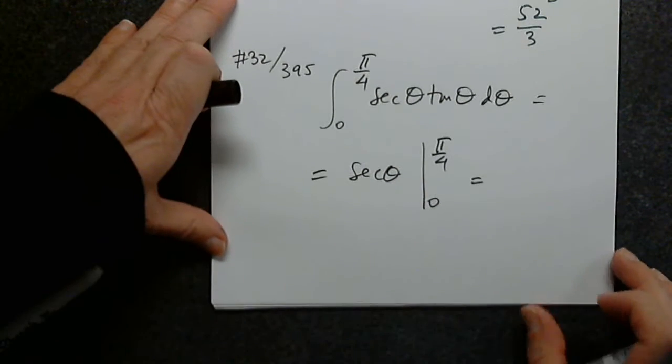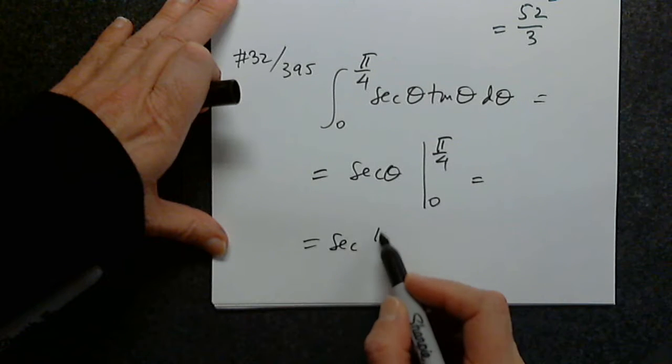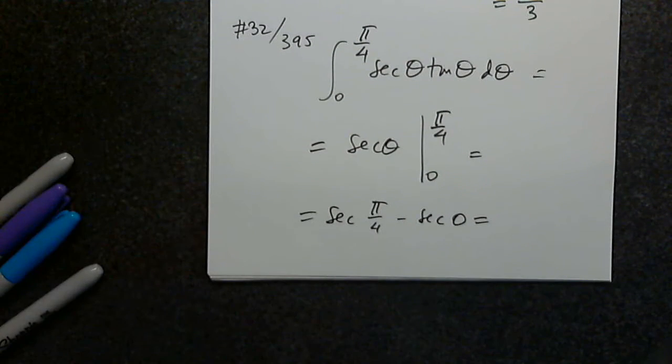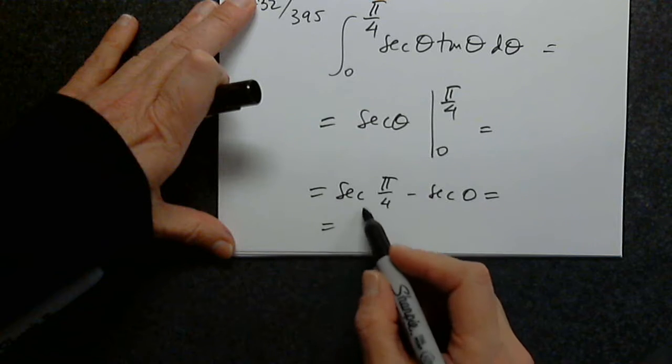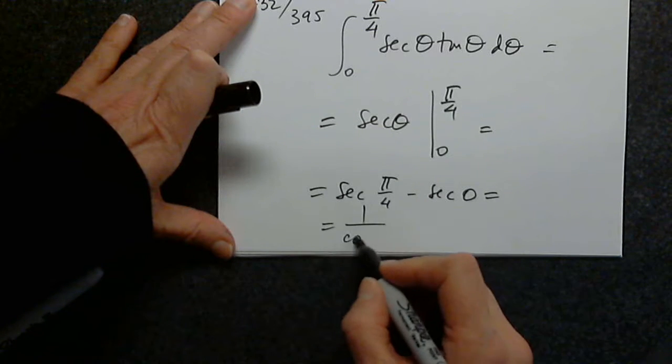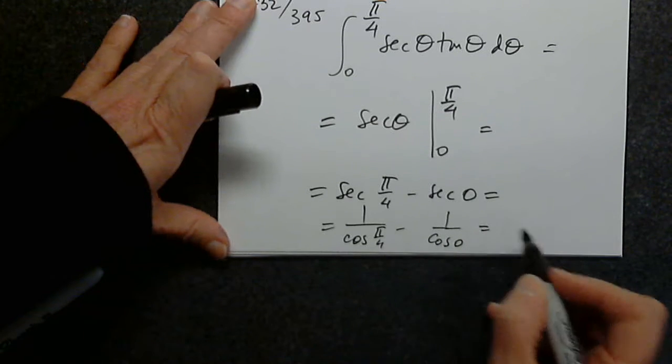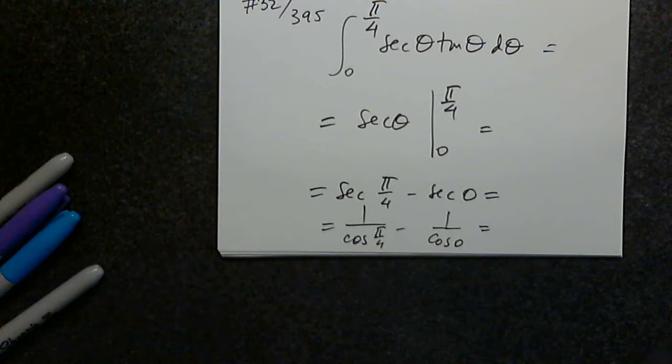Good, so what do I do now? All I have to do is secant pi over 4 minus secant 0. I know secant 0, you don't even have to think in terms of secant, right? So you have to think in terms of cosine. 1 over cosine pi over 4 minus 1 over cosine 0. You don't have to sit there and think, okay, secant, how do I get this? No, just write 1 over cosine, and plug in.